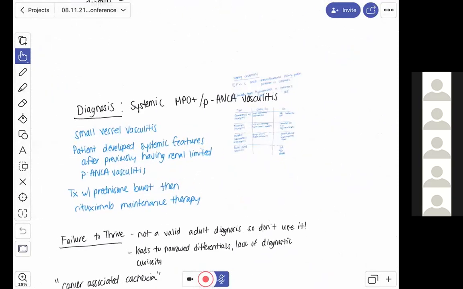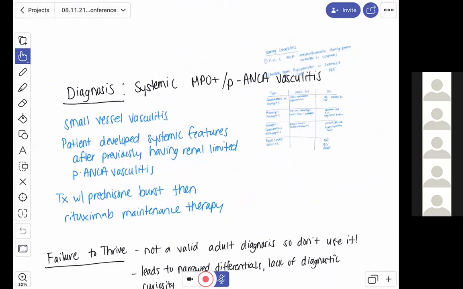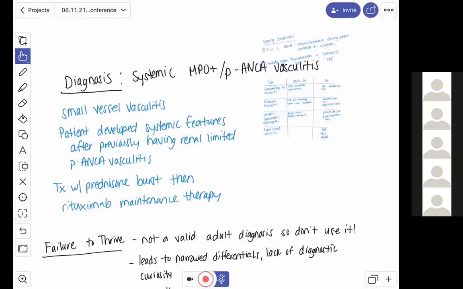For him, he ended up getting a prednisone burst. He felt immensely better once he was given some prednisone, and then he was on rituximab for maintenance therapy. They had wanted to start him off on CellCept given his renal involvement, but he didn't want a bunch of appointments and wanted something easier. So rituximab is something he could get once every 6 months and have some benefit from. Any questions on him or his clinical course or how we make that distinction between a renal limited versus a systemic vasculitis?